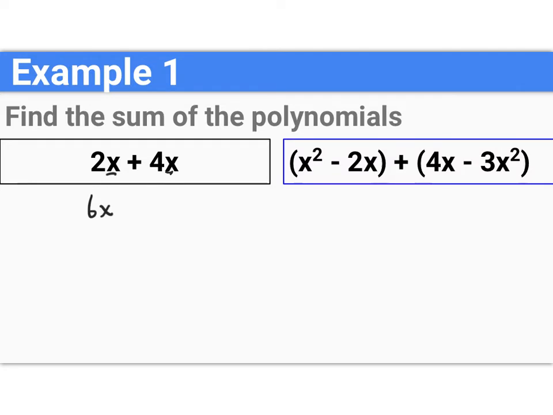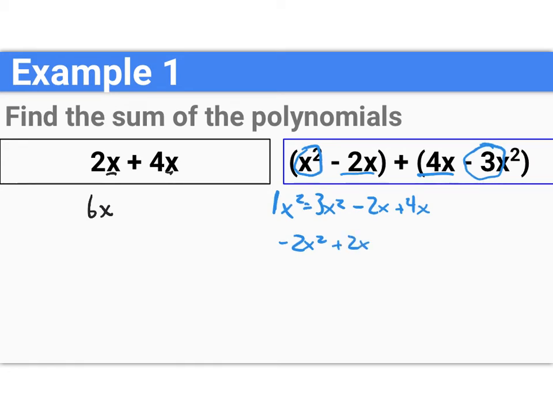Okay, so when we're adding something like this, what is helpful to do is to identify your like terms. So we only have two different terms here. So you've got x squared minus 3x squared minus 2x plus 4x. So now that all of my x squared terms are together, there's no coefficient in front of the x squared, so I put a 1. 1 minus 3 is negative 2x squared, and then negative 2 plus 4 is plus 2x.